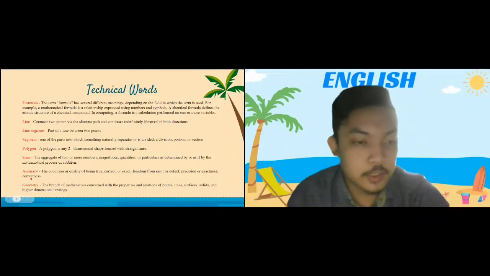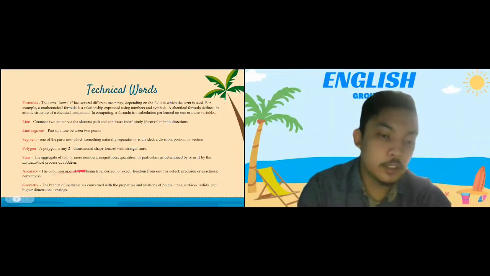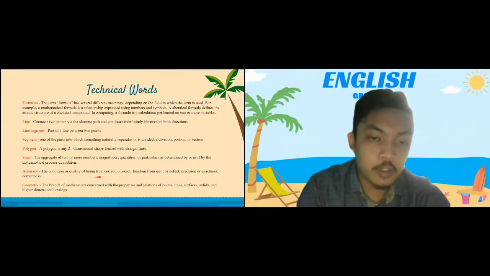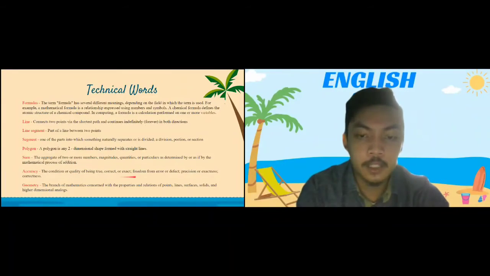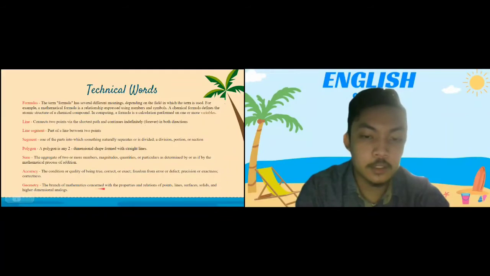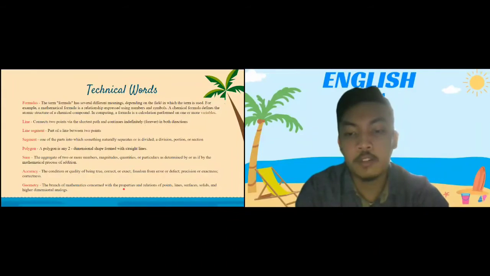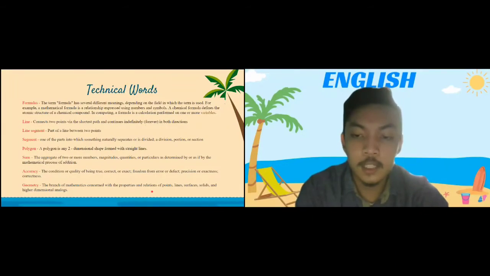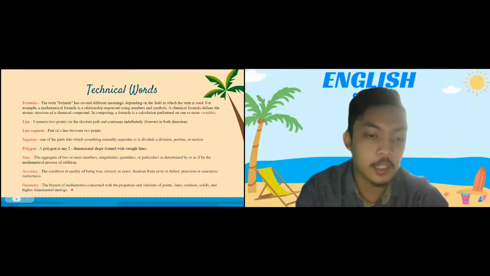Next, accuracy. Accuracy is the condition or quality of being true, correct, or exact, freedom from error or defect, precision or exactness, or correctness. The last one is geometry. Geometry is the branch of mathematics concerned with the properties and relations of points, lines, surfaces, solids, and higher dimensional spaces.